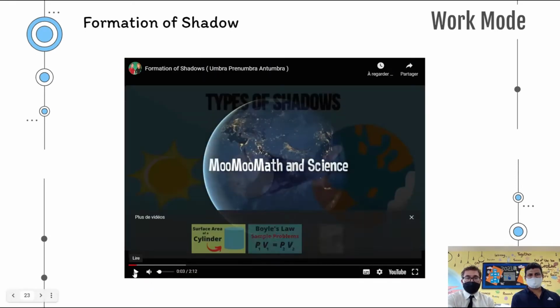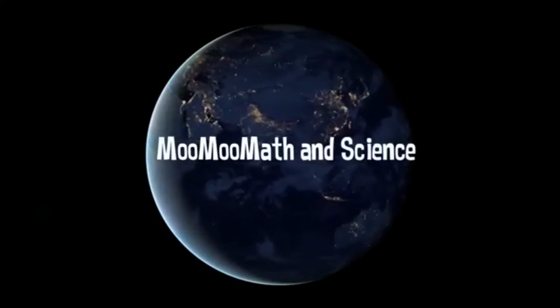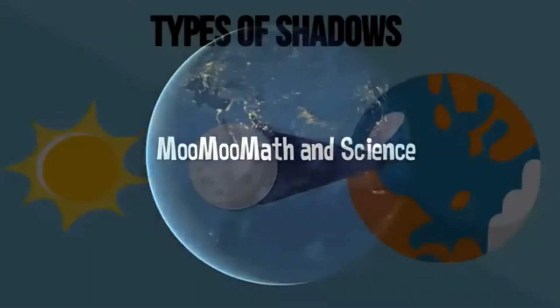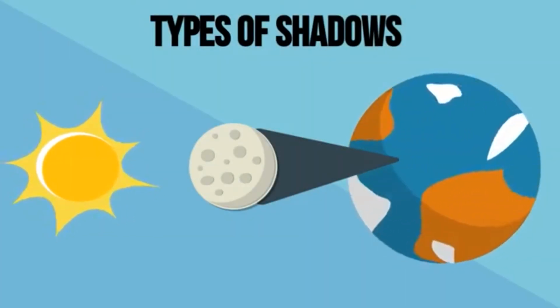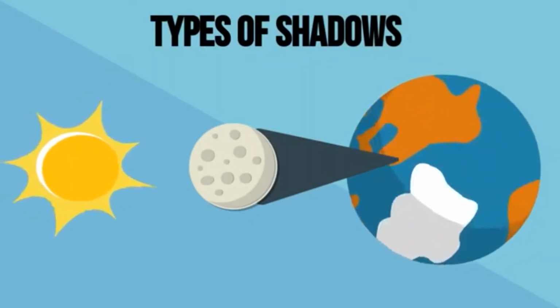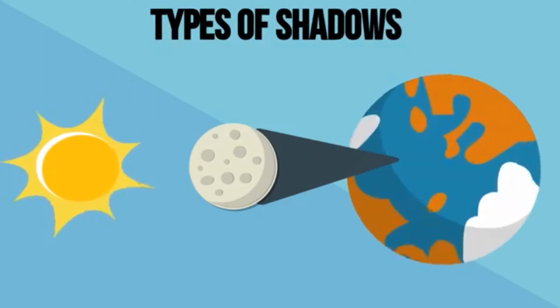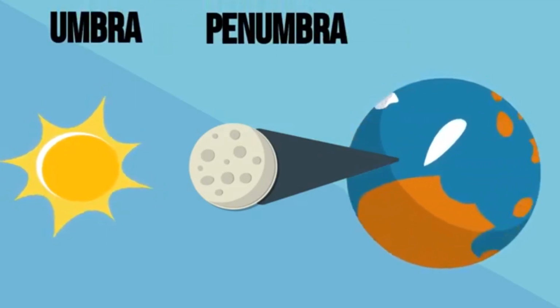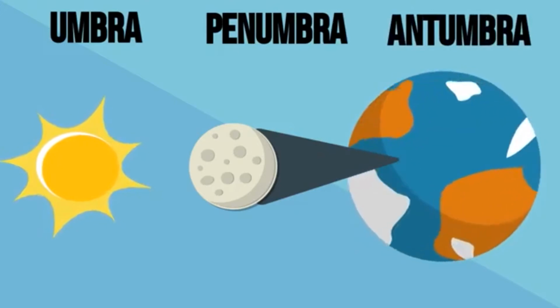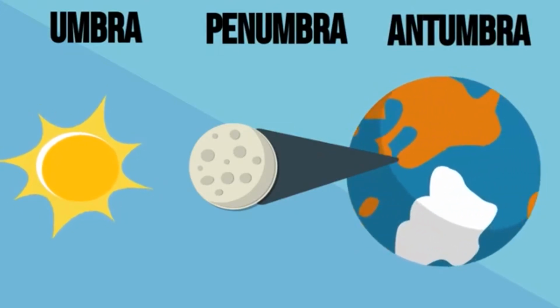So let us watch a video on the formation of shadows, and then we'll come back and we'll continue the lesson. Welcome to Moo Math and Science. In this video, I'd like to talk about types of shadows created by celestial bodies. And in this video, I'll review the umbra, the penumbra, and the antumbra. Let's first take a look at this short video.